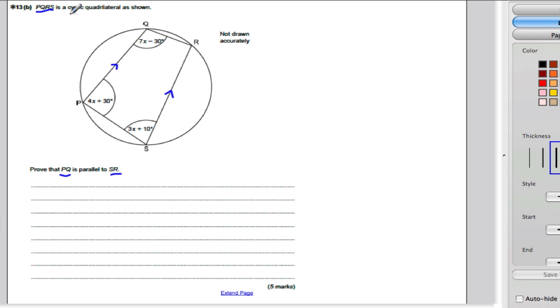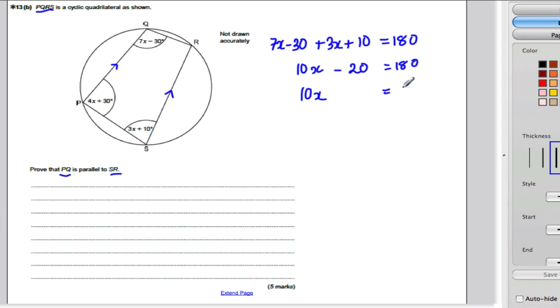Use the obvious circle theorem about a cyclic quadrilateral. You know that opposite angles add to 180. So 7x minus 30 plus 3x plus 10 must add up to 180 degrees. 7x plus 3x is 10x, minus 30 plus 10 is minus 20, and you get 180 when you do that. So adding 20 to both sides, you get 10x must be 200, and dividing both sides by 10, x is equal to 20 degrees.